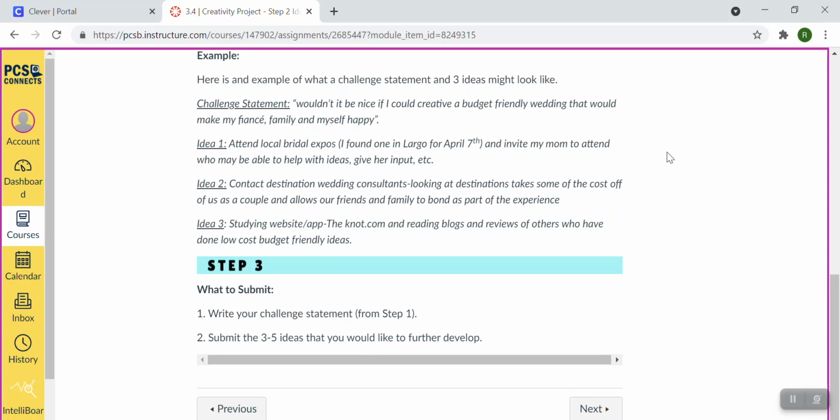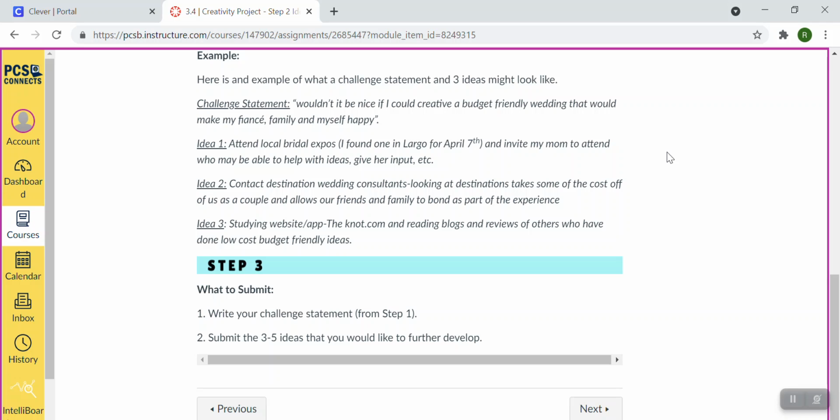If my challenge statement was, wouldn't it be nice if I could create a budget-friendly wedding that would make my fiance, my family, and myself happy? I mean, it sounds great. Okay, but I need to break that down a little further. My brainstorming needs to be broken down into smaller chunks, because how will I do that, right? It's a great idea, but I need to brainstorm some ways in which I can accomplish that task.